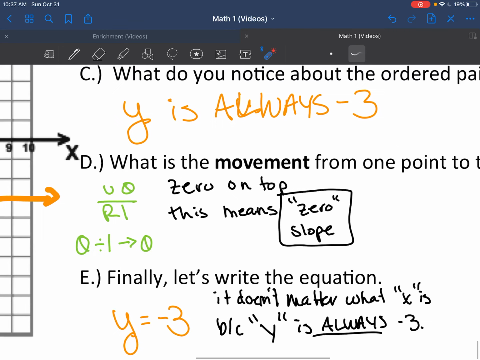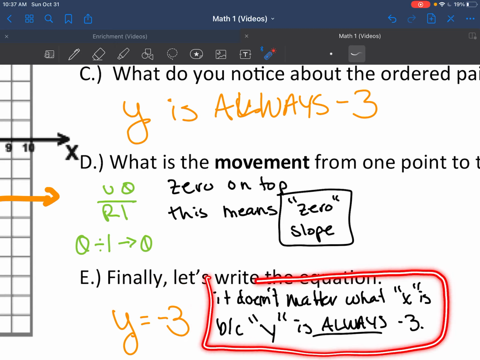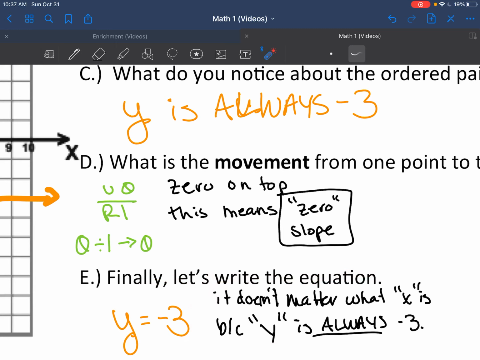So when we write this equation, since y is always negative 3, we write y is equal to negative 3 because it does not matter, just like before. It doesn't matter what the x is this time because the y is always going to be negative 3. So even if our x is 100 million on this particular line, we're going to have negative 3 for our y. If x is a negative 100 million for this particular orange line, then our y is still going to be negative 3.